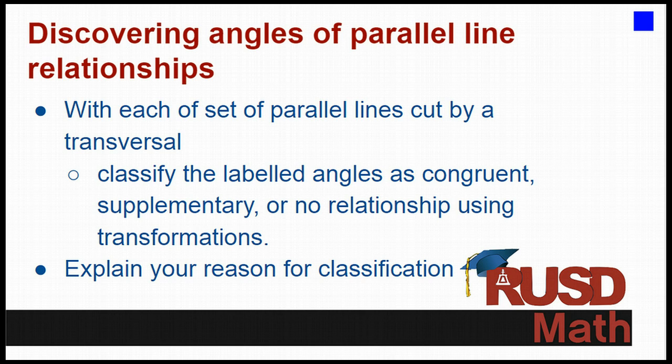So with each set of parallel lines cut by a transversal, in the activity that we do for the professional development, we're going to provide each person with a set of parallel lines that are cut by a transversal, and they are supposed to classify and label the angles as congruent, supplementary, or no relationship using transformations, and also explain their reason for classification. If you're watching this screencast, there is a link where you found the screencast to a document that you can print out that will give you those parallel lines as well.